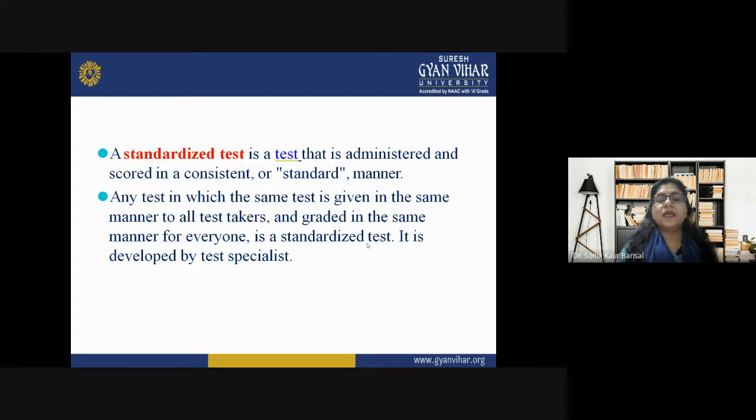So that's why they are fixed, and moreover, they are developed by subject expert scholars. On a particular subject, a particular specialist is required to frame the standardized test, and then its validity and reliability are tested on the basis of a pilot study also. After that long process, any test becomes standardized. So a standardized test, students, is administered and scored in a very consistent and standard manner. We cannot change that. So remember this.